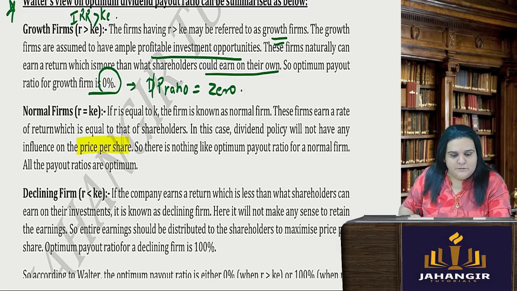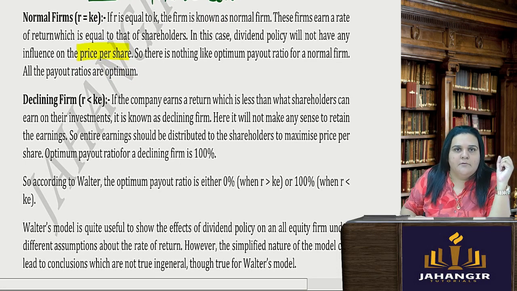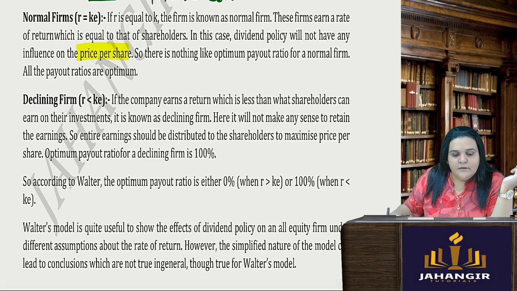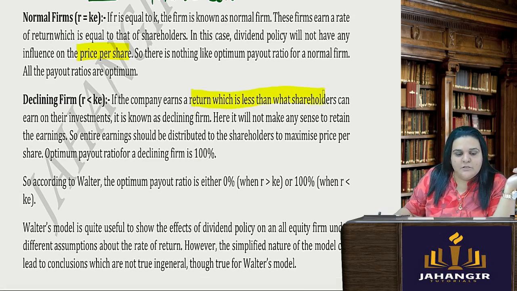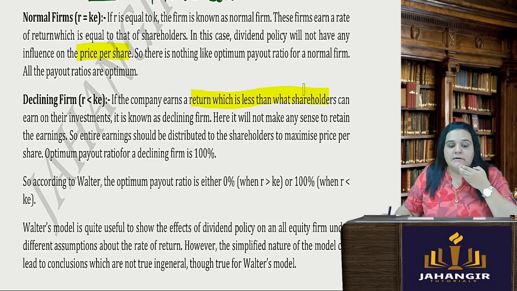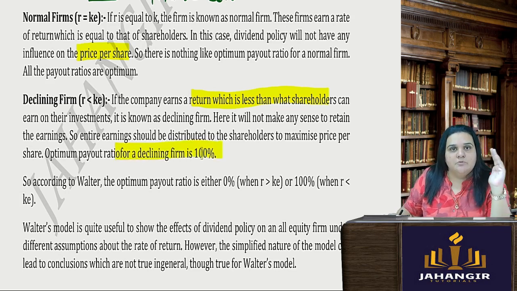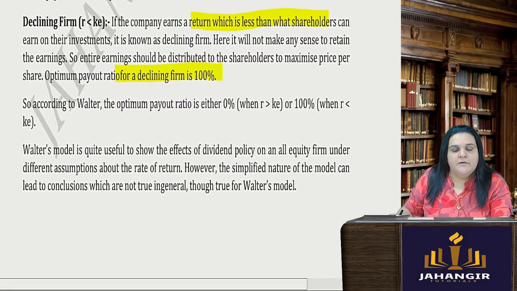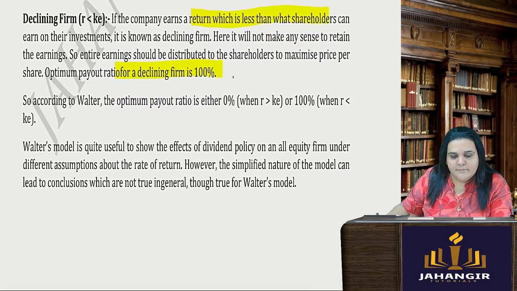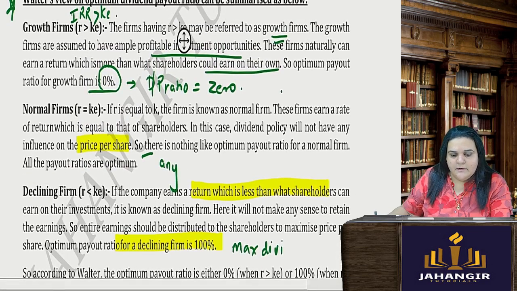And declining firms, since they are already declining, might as well keep the shareholders happy, at least give them dividend. If the company earns a return which is less than what the shareholders can earn on their own investment, then it is known as a declining firm. Then here the dividend payout ratio should be more, 100%. You should give more dividend, maximum dividend basically. Here, whether you give or don't give, it is 0 dividend, minimum dividend.